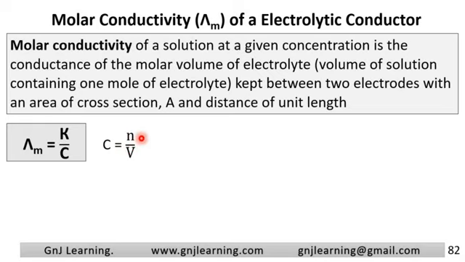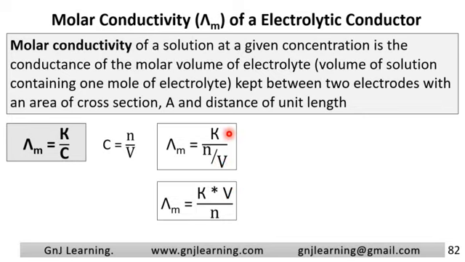20 moles, that is the number of moles, and meter cube is the unit of volume, so C is the number of moles per unit volume. So you can substitute for C in this equation. We get lambda m is equal to kappa divided by n divided by v. Therefore v will go to the numerator, that is lambda m is equal to kappa into v divided by n. What is v here? This is the unit volume.